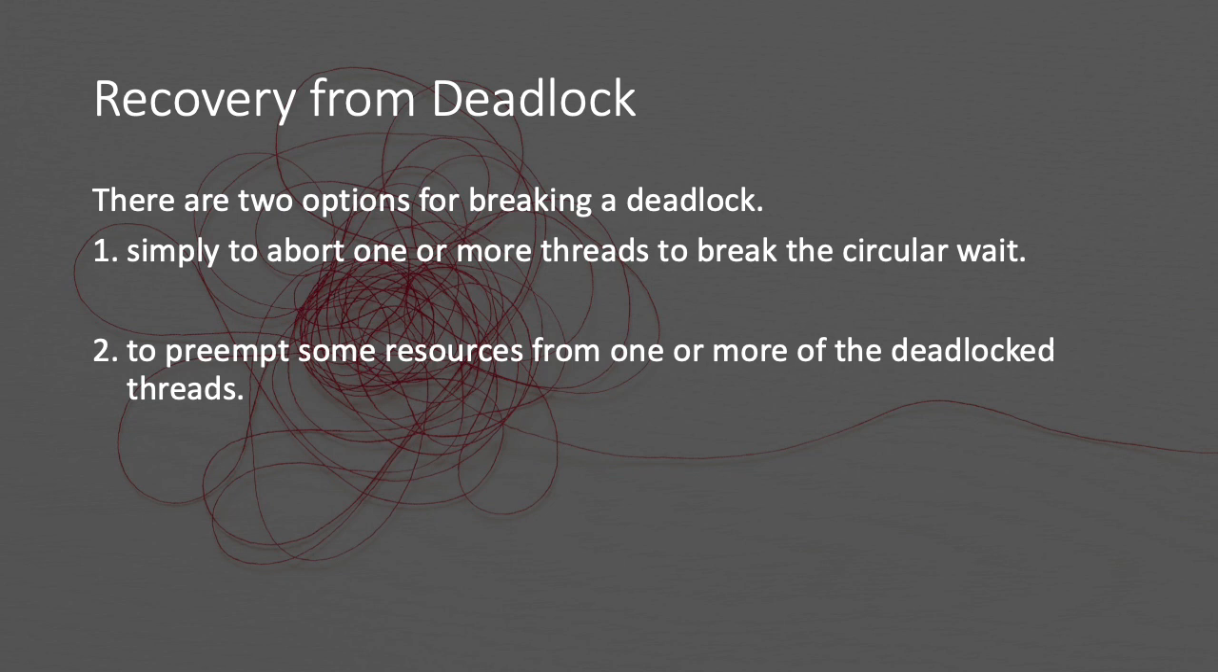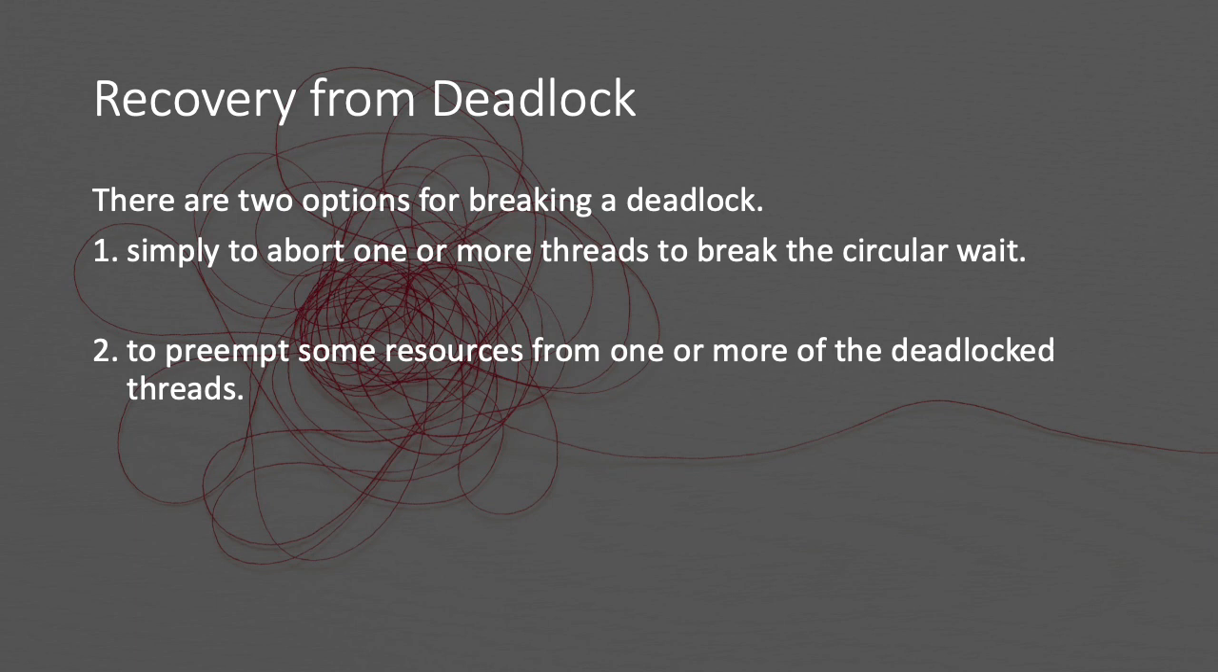So if the partial termination method is used, then we have to choose a victim, right? We must choose which deadlocked process should be terminated first. And there may be a lot of factors to make such a decision, for instance, the priority of the threads and how long the threads have been computing so far, and so on. So there are a lot of considerations to think about if we choose this option to recover from the deadlock.